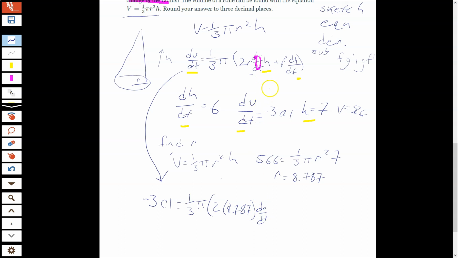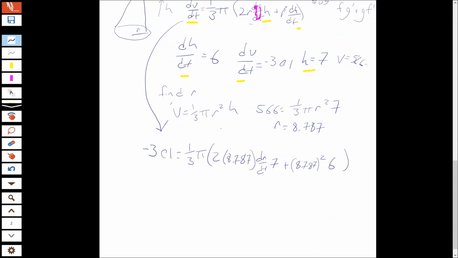So it's useful to note that, right? Because otherwise I'd be looking through all my variables to try to figure out what it is. h is 7, plus r squared. So r squared is going to be 8.787 again, squared, times dh dt, which we have is 6. So now I have an equation, and it's kind of an ugly equation in this case because of all these decimals. Now I just need to solve for what I'm looking for here.